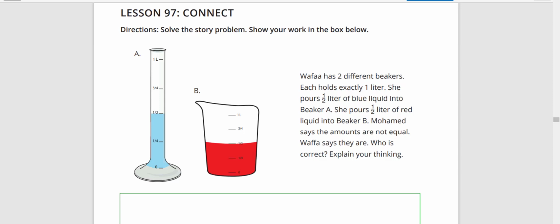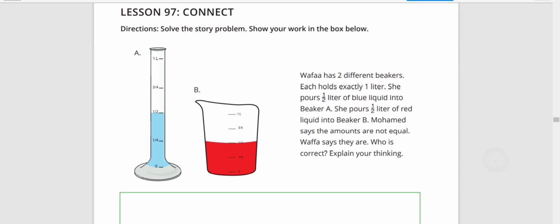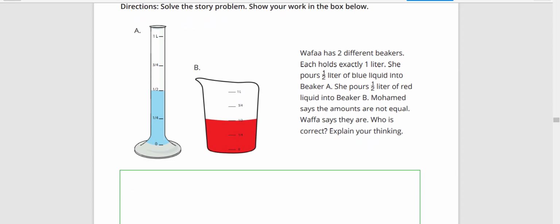Here I have two beakers, A and B. Wafa has two different beakers. Each holds exactly 1 liter. She pours half a liter of blue liquid in beaker A. She pours half a liter of red liquid into beaker B. Muhammad says the amounts are not equal. Wafa says they are. Who is correct? Explain your thinking.